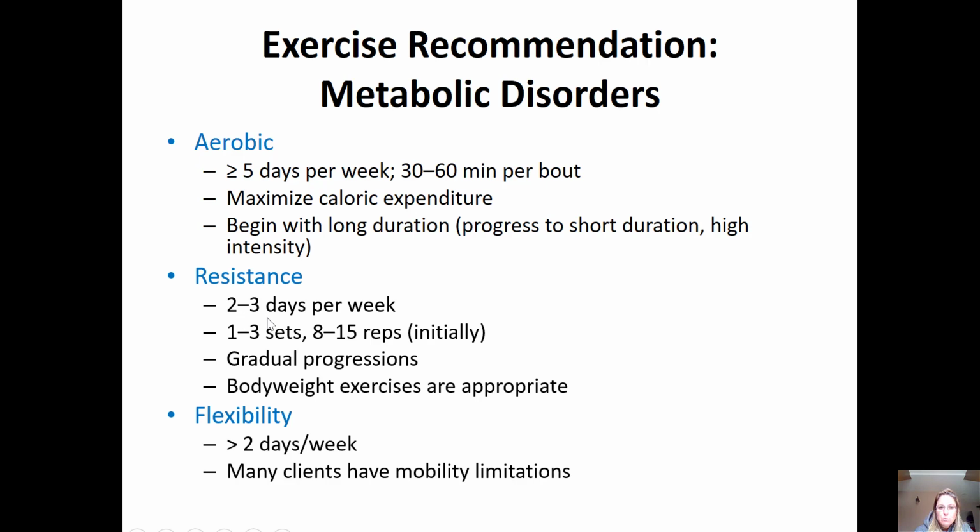Resistance training, we want to try to do 2 to 3 days a week of this, 1 to 3 sets of at least 8 to 15 repetitions. Gradually progress that. You can progress those repetitions and choose body weight exercises. And then flexibility at least 2 days a week. And remember, mobility limitations with some of these clients. So we have to find ways, including foam rollers and different things, where they can work on their flexibility because of those mobility issues. So those are our general recommendations.